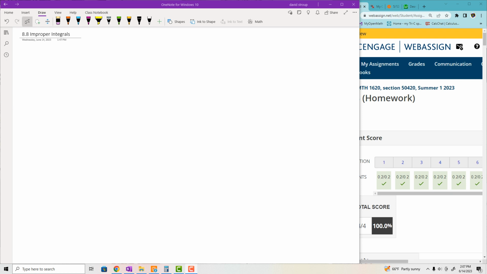Hey, welcome back. This is the last section in Chapter 8, and it's on improper integration. So we'll be able to do some integrals that we might not necessarily be able to do in Calc 1 using limits. Okay, so the first type, there's two types. The first type we'll look at are the infinite interval types.